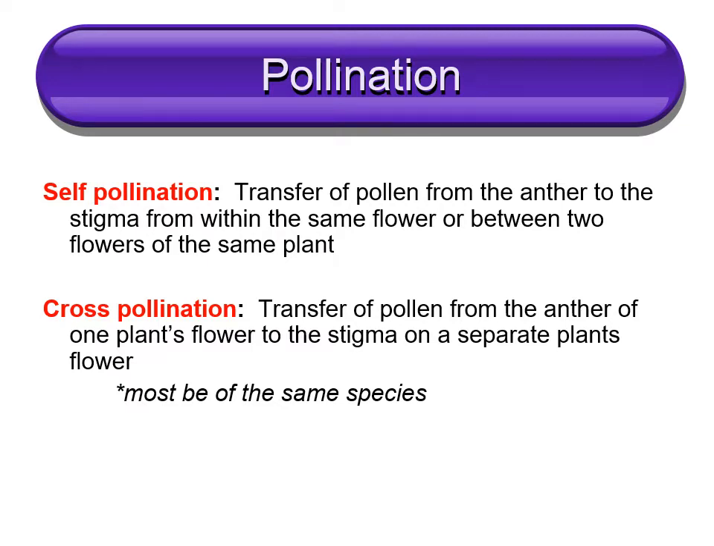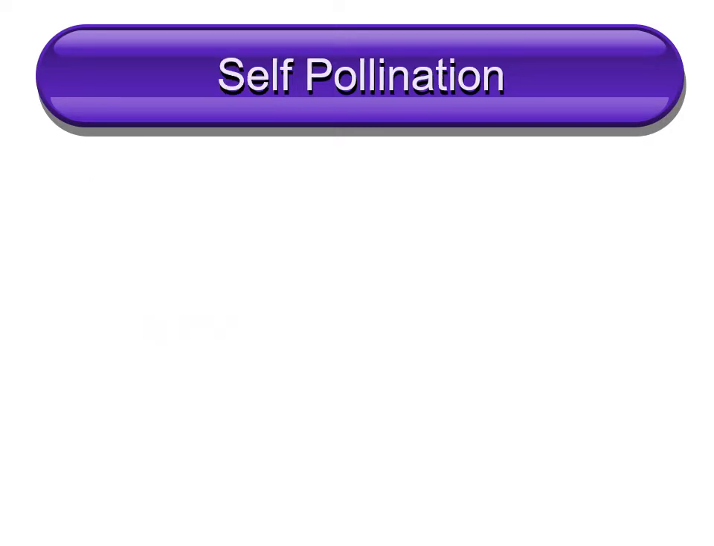Cross-pollinating, opposite to that, means that pollen is being transferred from the anther of a different plant's flower, from a different location, a separate plant, onto the flower. And obviously they have to be the same species.